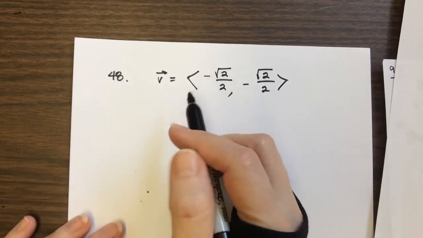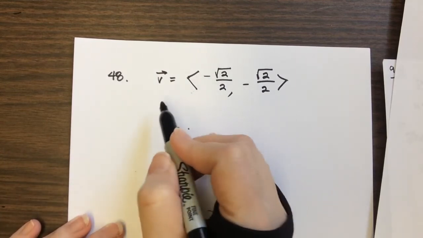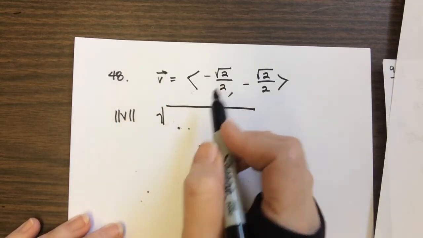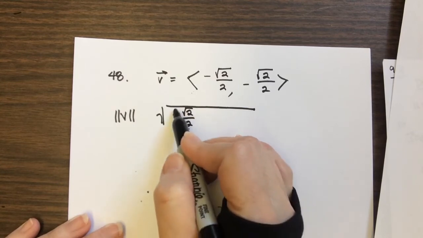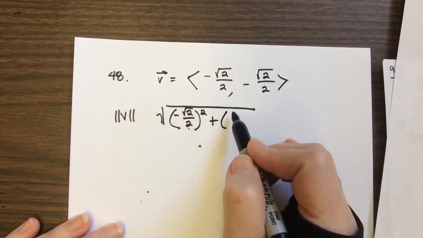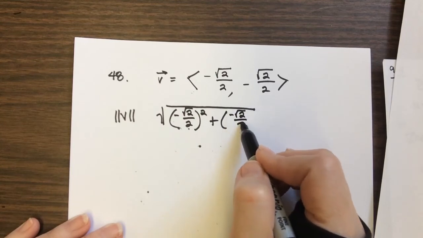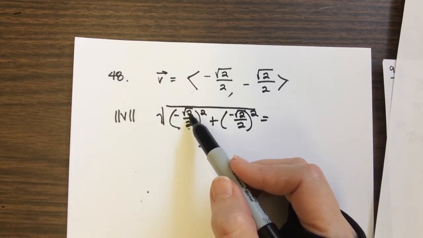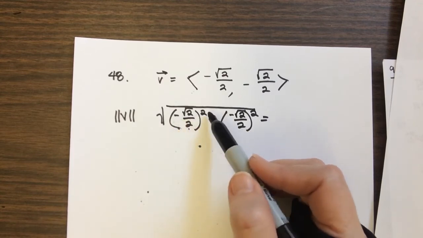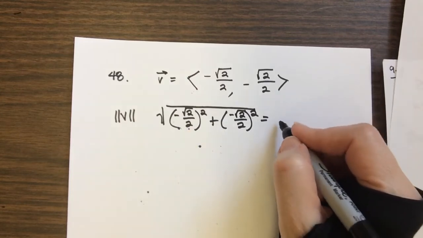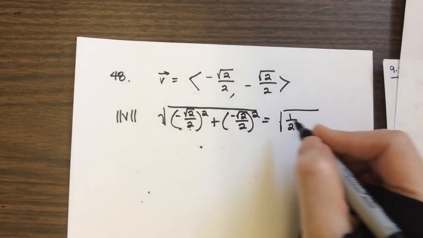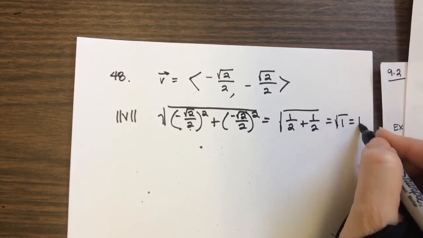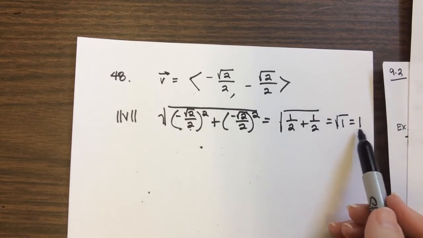The magnitude is just going to be the square root of my first component squared plus my second component squared. When I square this, I get the square root of 2 squared, which is 2 over 4. So that's just going to be 1/2. Same thing here. So 1/2 plus 1/2 is 1, and the square root of 1 is just 1. So I know the length of this is 1.